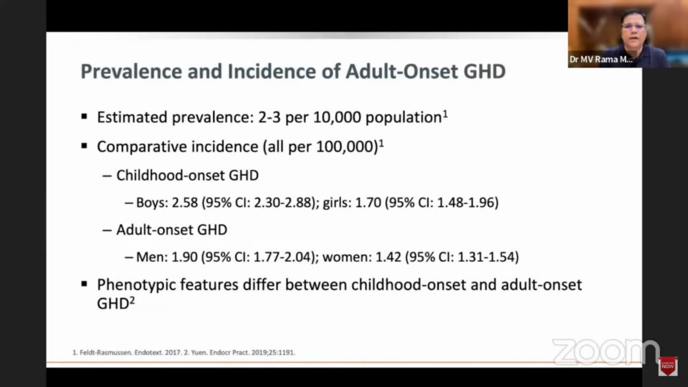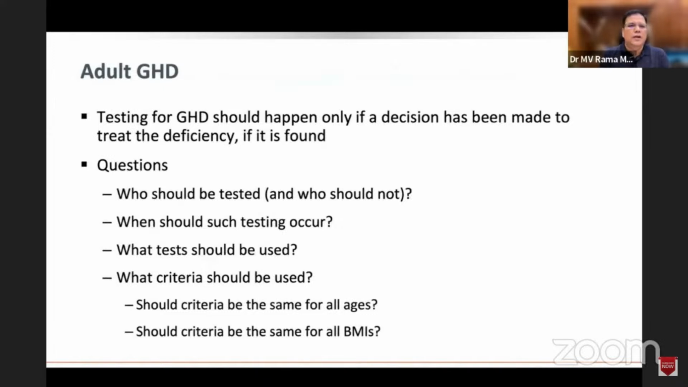So you need proper diagnosis and appropriate testing before starting the treatment. Coming to the prevalence and incidence, adult onset growth hormone deficiency is around 2 to 3 per 10,000 population. We have two types: childhood onset growth hormone deficiency, those people becoming adults, and adult onset growth hormone deficiency. In adult onset, it is around 1.9 in men and 1.42 in women. The phenotypic features differ between childhood onset and adult onset because childhood onset has a different etiology compared to adult onset. Testing for growth hormone should happen only if a decision has to be made to treat the deficiency. Then the questions are: whom should be tested, when should such testing occur, what test should be used, and what criteria should be used? Are these criteria the same for all ages or all BMIs? How to properly test for growth hormone deficiency is very important before starting treatment.